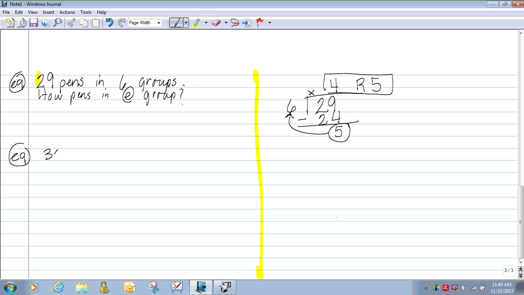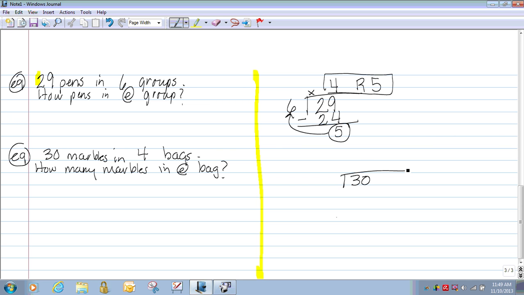If I have 30 marbles in 4 bags, how many marbles in each bag? I'm going to put 30 in my house. That's my dividend. My divisor is 4. 4 times 8 is 32. That is too much. So 4 times 7 is 28.